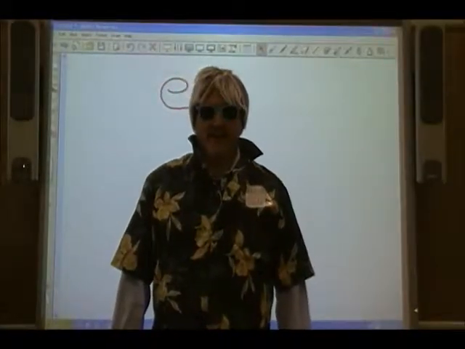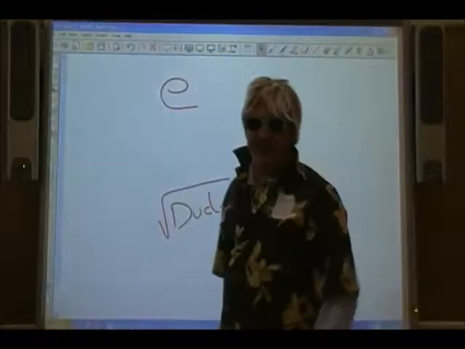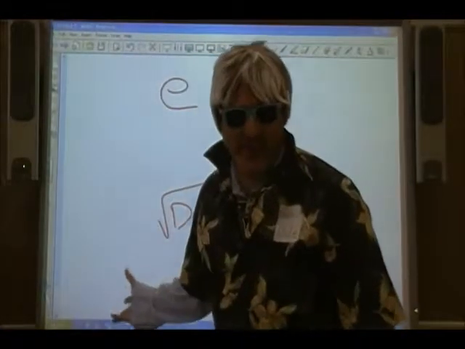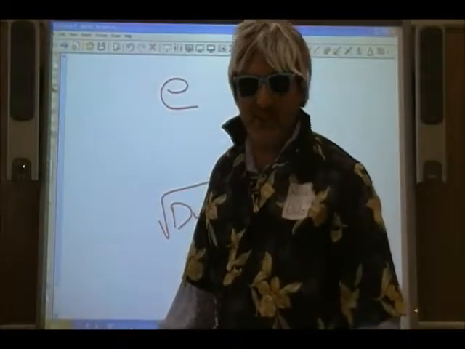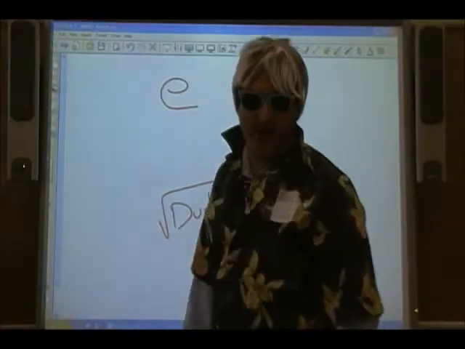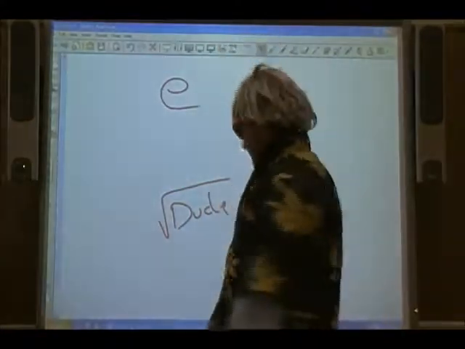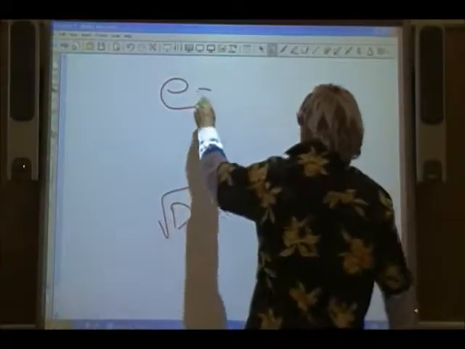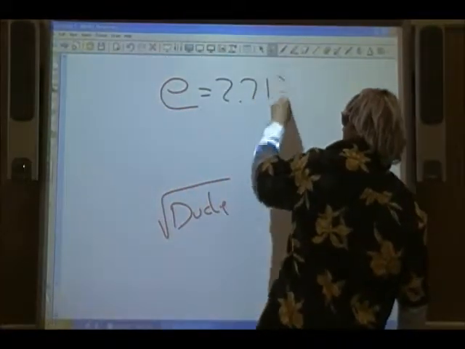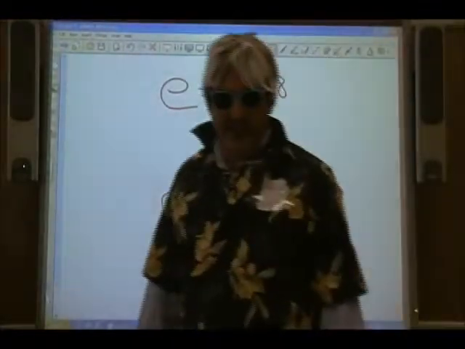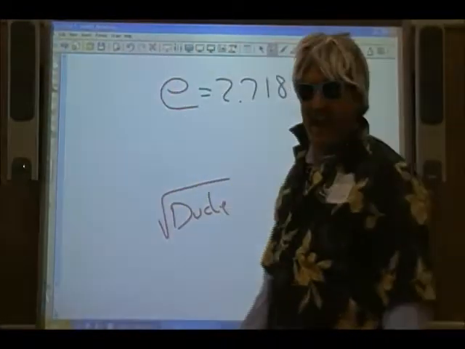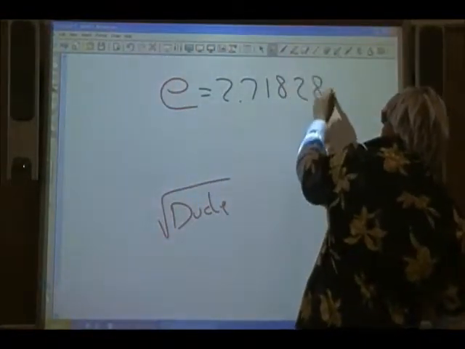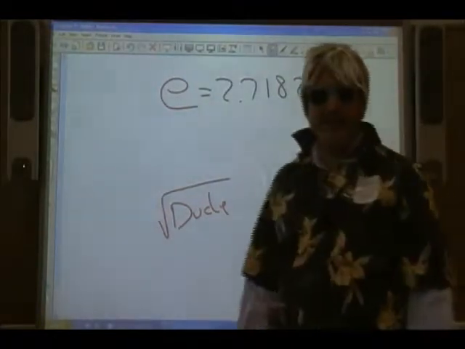Radical Dude here, and today we're going to be talking about the letter E, but not for the alphabet, in mathematics. It's a fantastic number and it's really long. It starts off with 2.718, and then I think there's a 2 and an 8, and then it runs away.